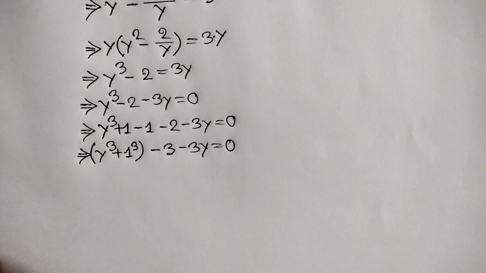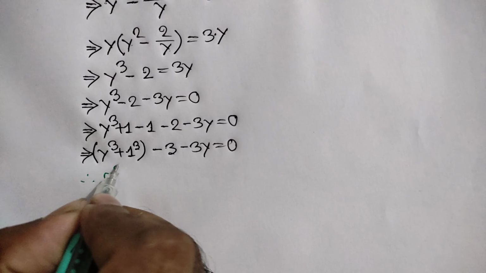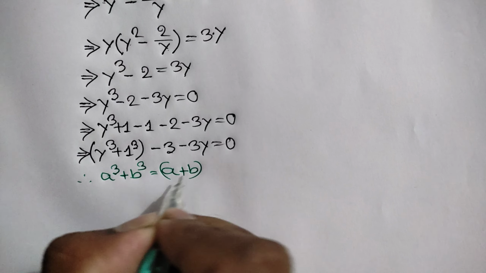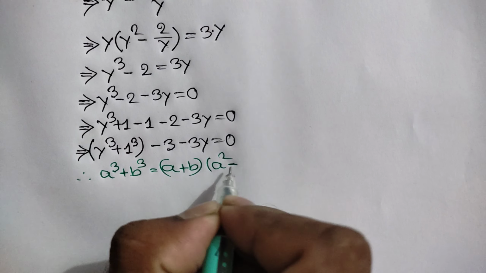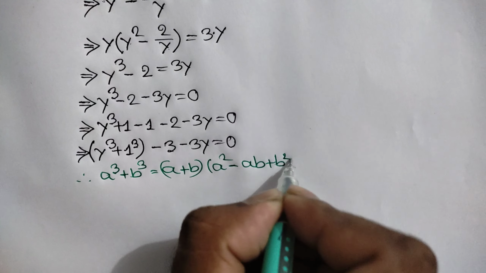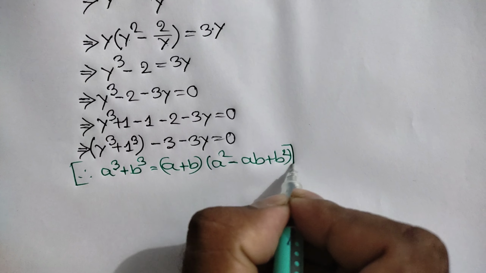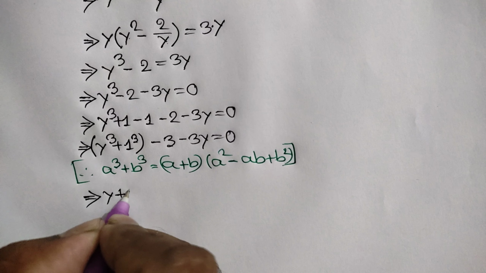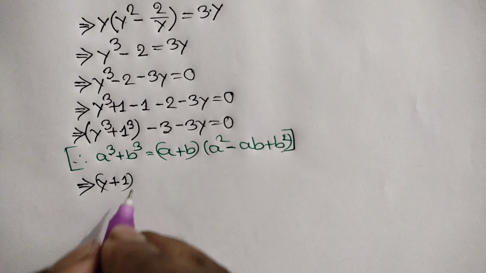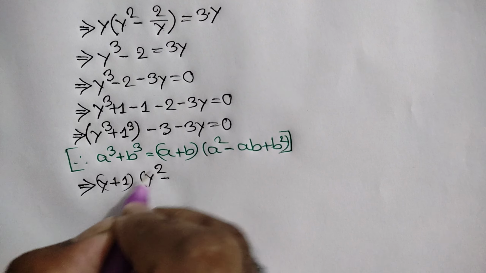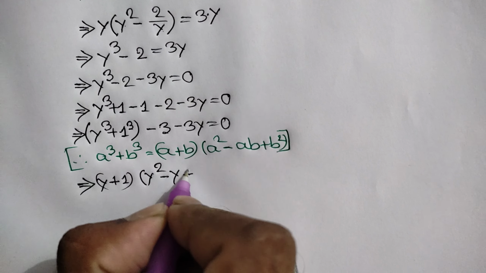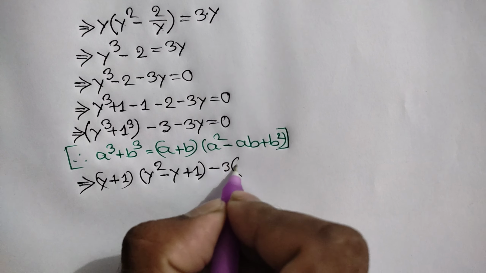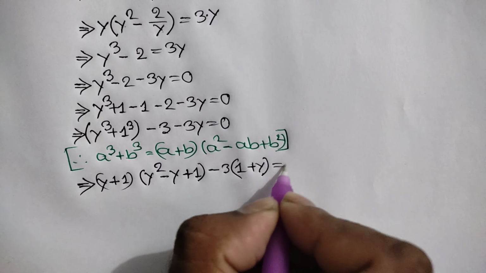Now here we can use an algebraic formula. We know that a cubed plus b cubed is equal to a plus b times a squared minus ab plus b squared. So applying this rule, we can write y plus 1 times y squared minus y plus 1. Now taking common minus 3 from the last two terms, we will get minus 3 times 1 plus y is equal to 0.